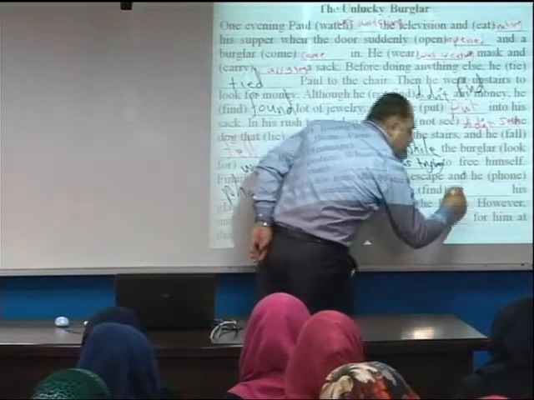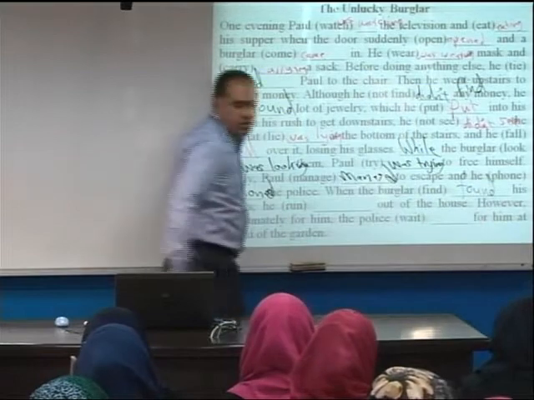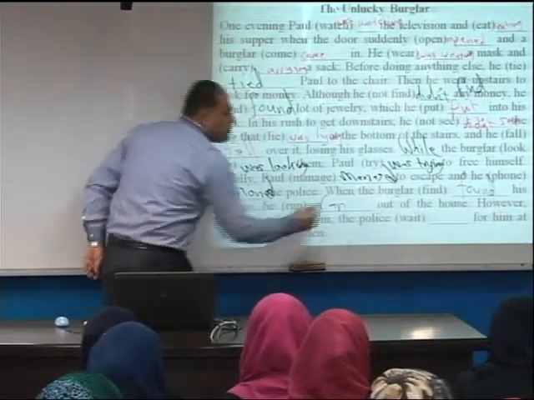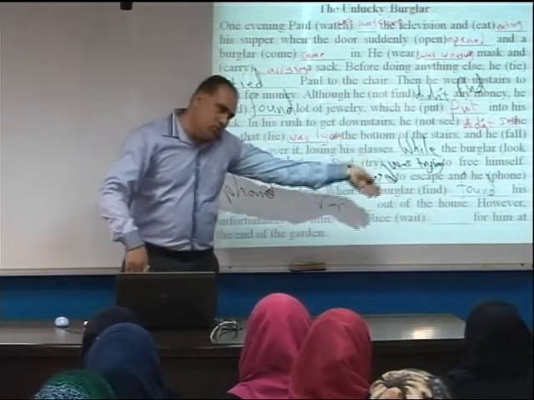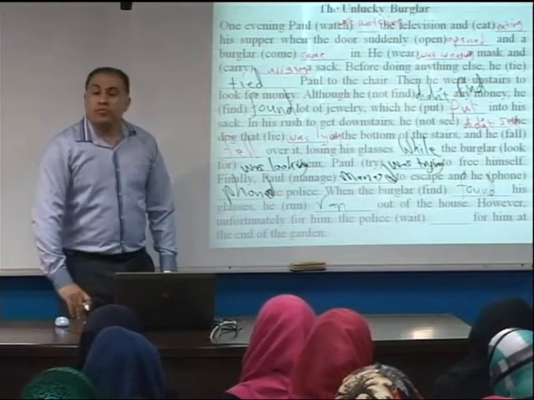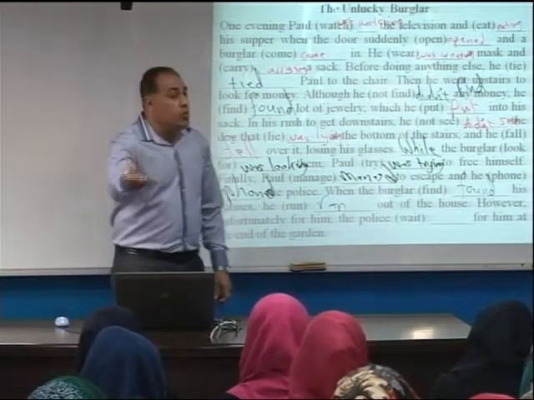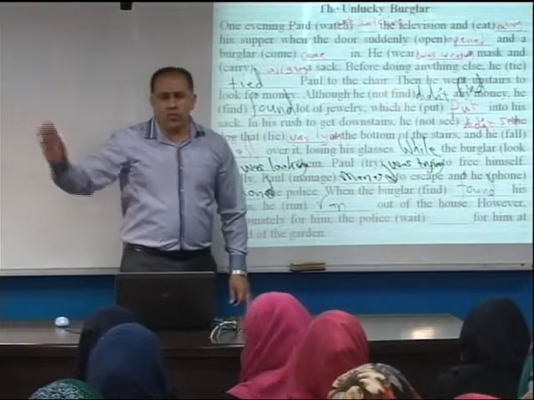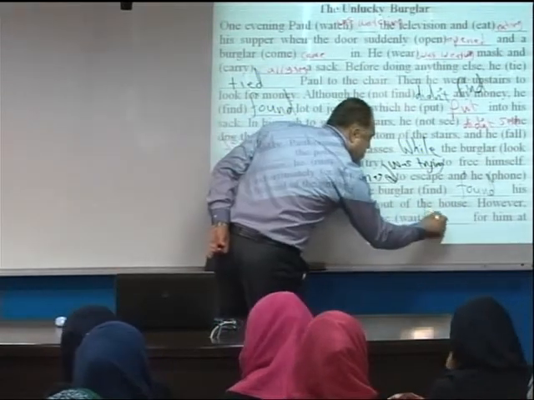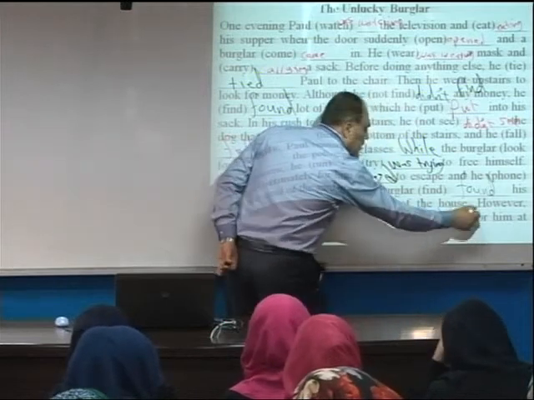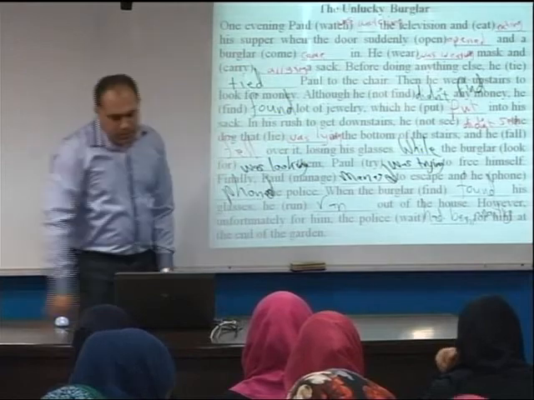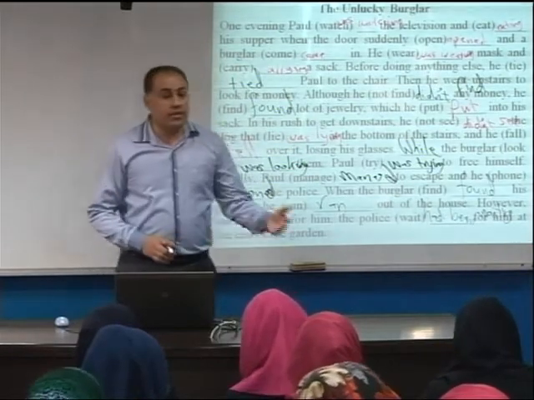When the burglar found his glasses, what happened? He ran. A sequence of events. He found and then ran. Okay? However, unfortunately for him, the police were waiting for him or had been waiting for him. Very nice. The police have been waiting for him at the end of the garden or at the gate of the garden.